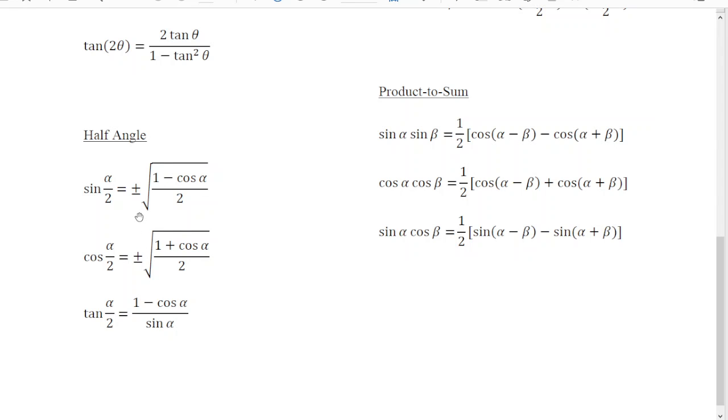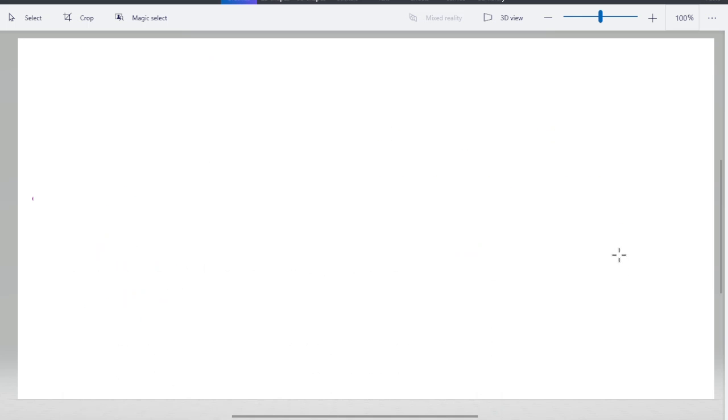It means that you have to manually decide whether your angle should be giving a positive answer or a negative answer. Like I said, we'll talk about that more in our example, but that is something to keep in mind. So let's go ahead and look at an example of this.